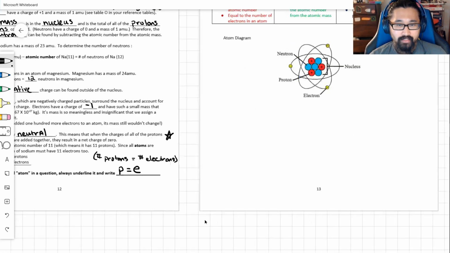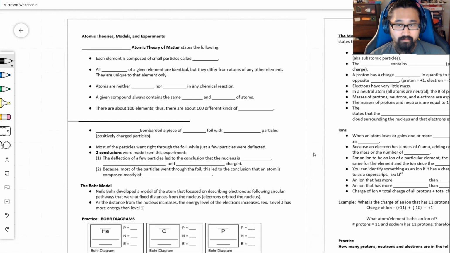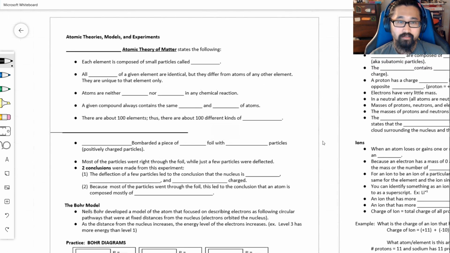Now I am going to actually skip all the way to page 14. I'm going to start here talking about some atomic models, some atomic theory, from experiments that were done. Going backwards a little bit before we go forwards, just to give you a little timeline of stuff that happens. The first blank here is for a name. And the name is Dalton.